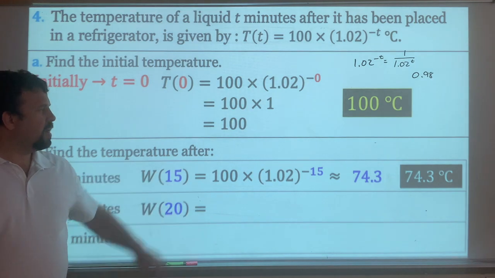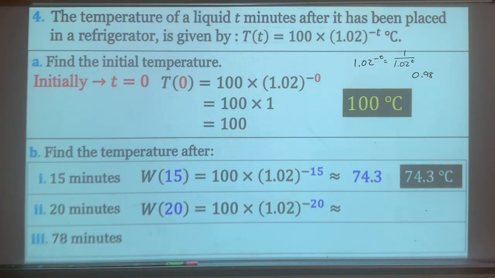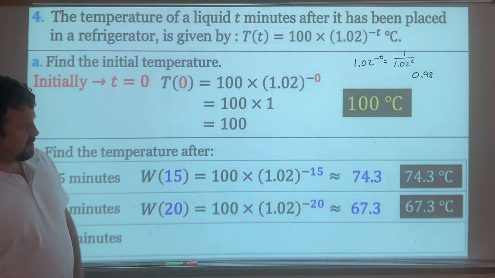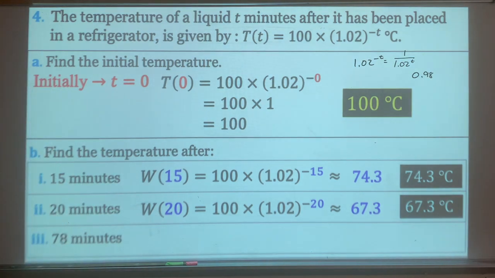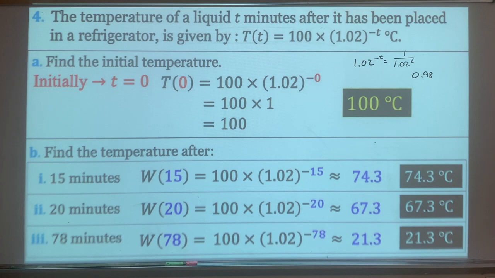After 20 minutes, 100 times 1.02 to the negative 20th, and that's 67.3 degrees Celsius. So anytime you have a negative here, this number would have to be greater than 1 to be a decay. After 78 minutes, 100 times 1.02 to the negative 78 equals 21.3. So that would be 21.3 degrees Celsius.